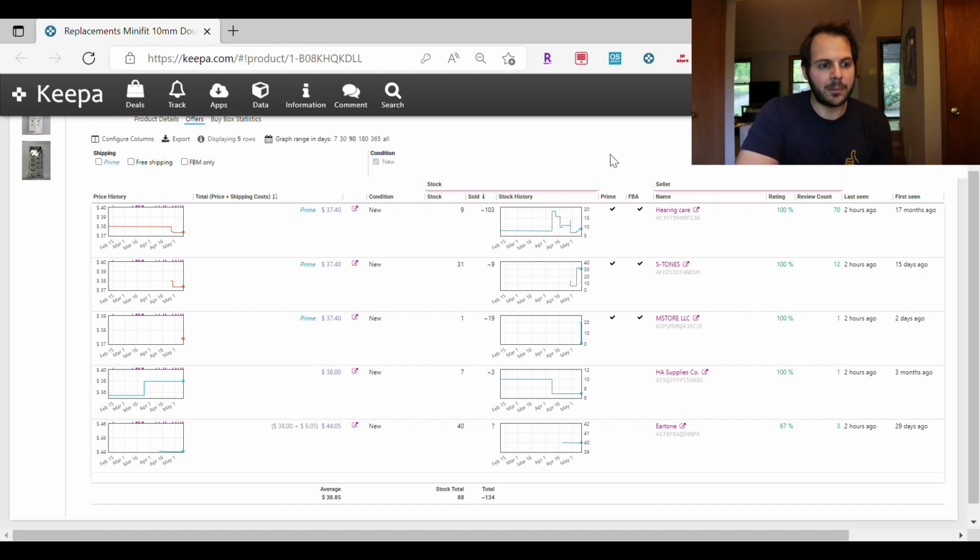And same thing here. Looking at the stock, they had 14 at this point in time, then they had 7. So they sold 7 of them really quickly, and then they went up to 33. The fact that they replenished so many tells me that it's selling.